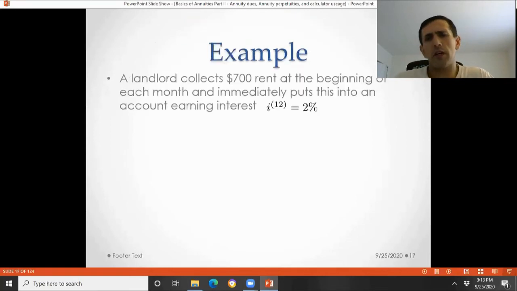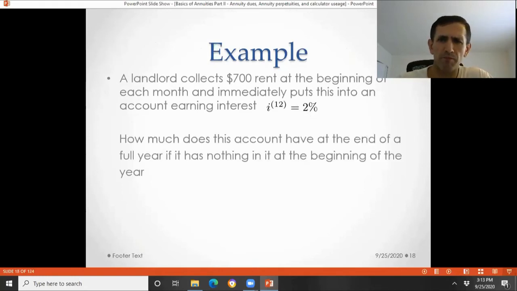All right, so a very easy example. A landlord collects $700 in rent, beginning of each month, and immediately puts this into an account earning 2% nominal interest, compounded monthly. How much does this account have at the end of a full year if it has nothing in it at the beginning of the year? So there's really nothing to this. It's just plug and chug.